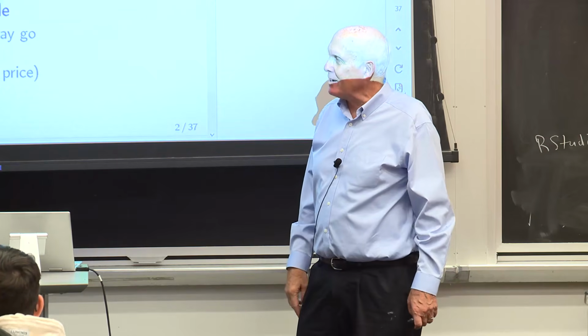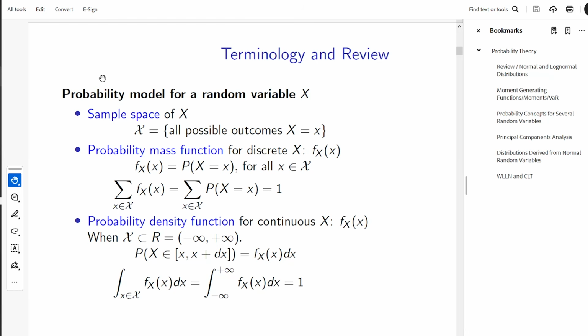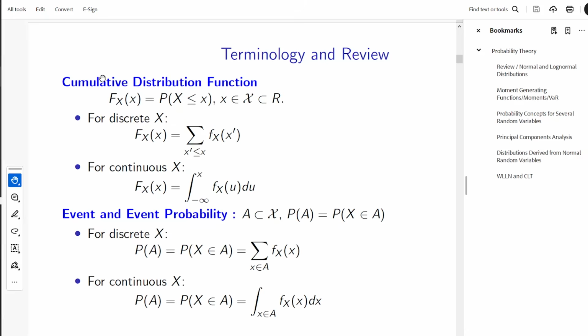Mixed variables can arise where we think of a stock having some value that is generally positive, but it could go bankrupt, in which case there would perhaps be some discrete probability of bankruptcy for a stock. Now, with probability models, we use probability mass functions for discrete variables and probability densities for continuous. And so we use calculus to calculate continuous probabilities in different intervals.